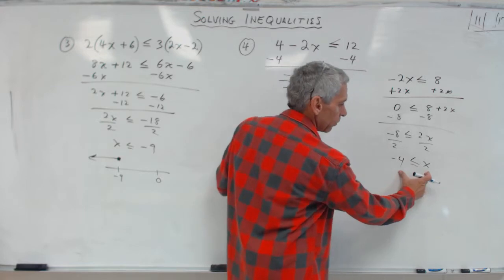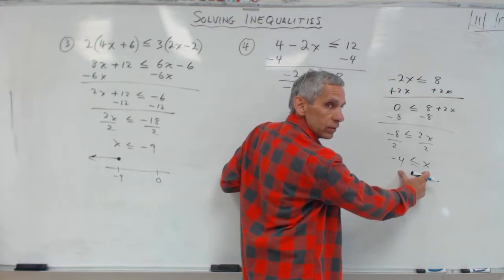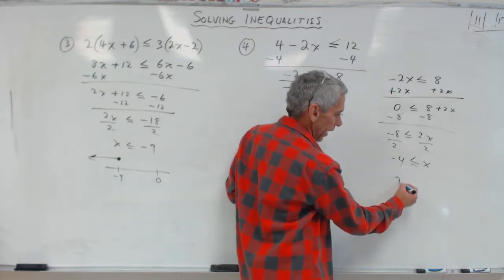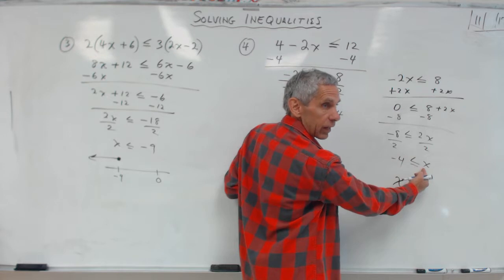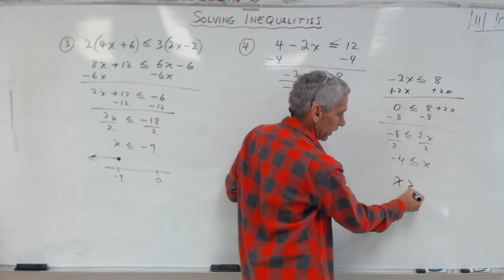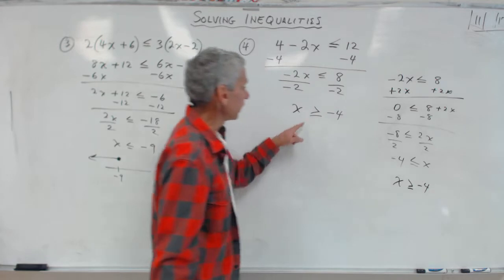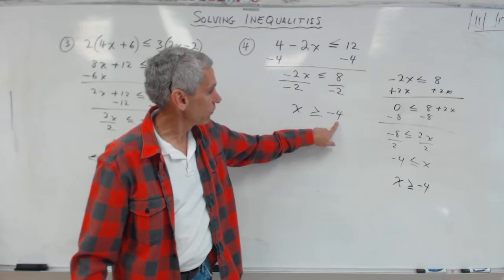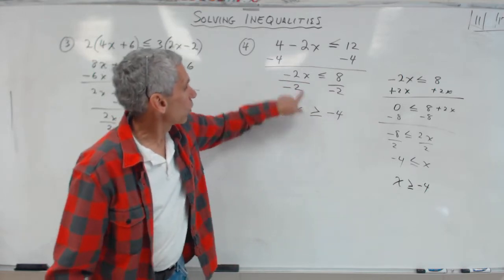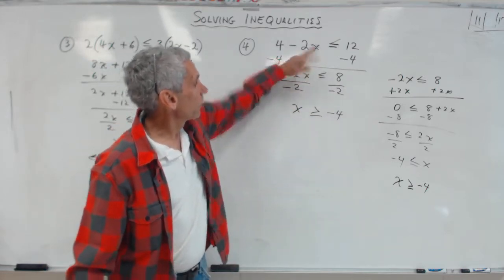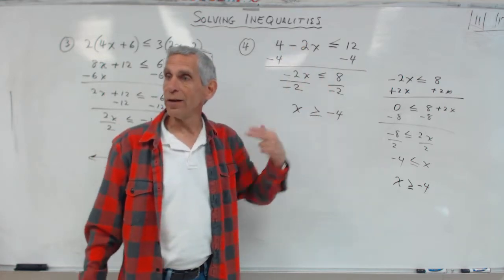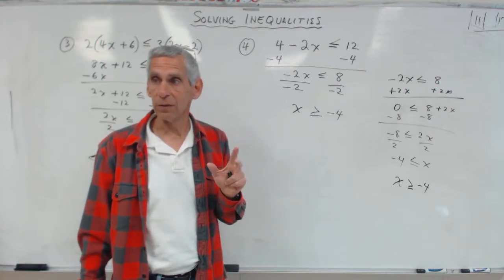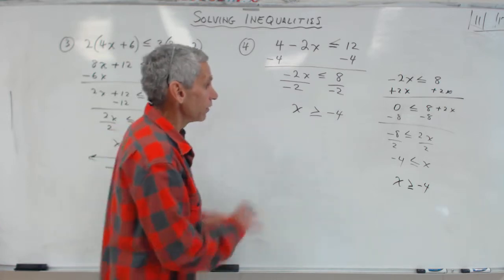Now how would I write this with the x first? Because that's not clear, right? You would have to say x, and notice the big mouth is facing the x. So x is greater than or equal to negative 4. So in order for the shortcut to work, I have to flip that inequality sign whenever I multiply both sides by a negative number or whenever I divide both sides by a negative number. Does that make sense? That's the key.